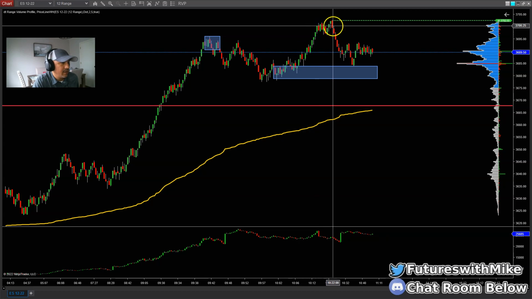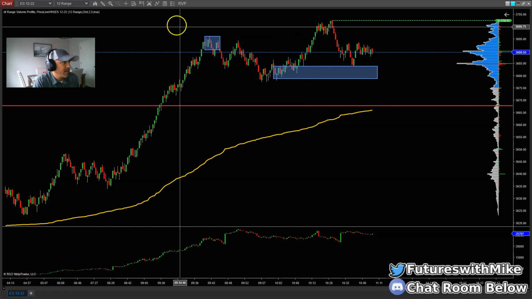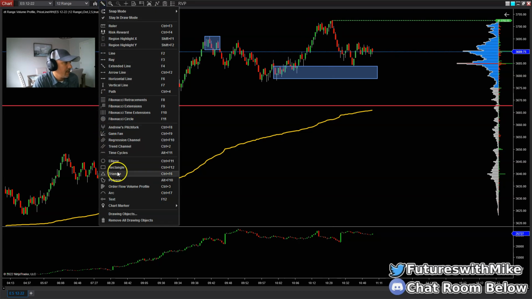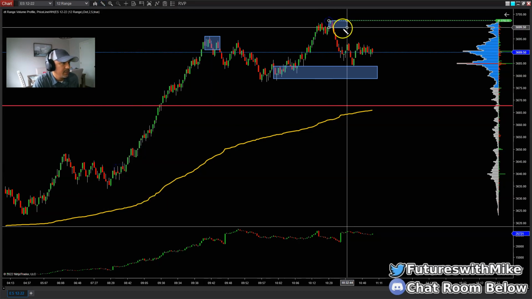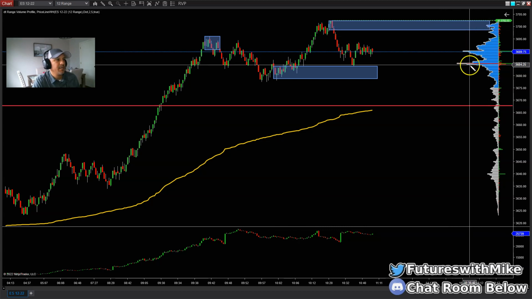There is an area of supply resting right here in this area. I'll show you off the 12 range, this zone right here. So price gets back to that area, there is an area of supply resting there.